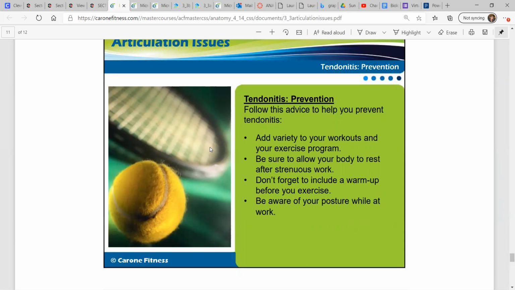How do you prevent tendonitis? Well, add a little variety to your workout so you're not doing the same repetitive motion all the time. Allow your body to rest after a workout. Don't forget to warm up beforehand as well. And then be aware of your posture while at work.